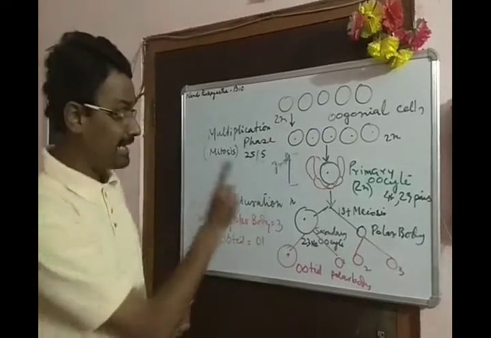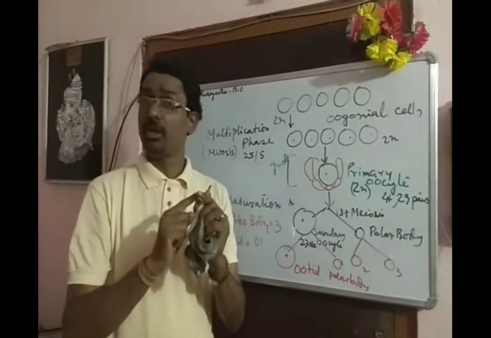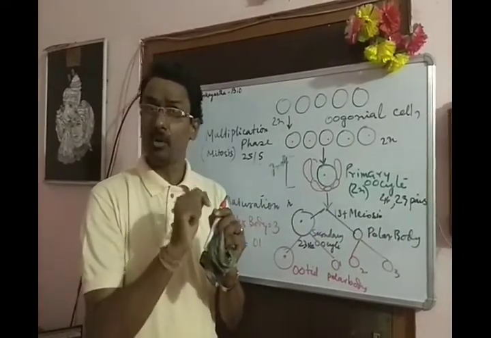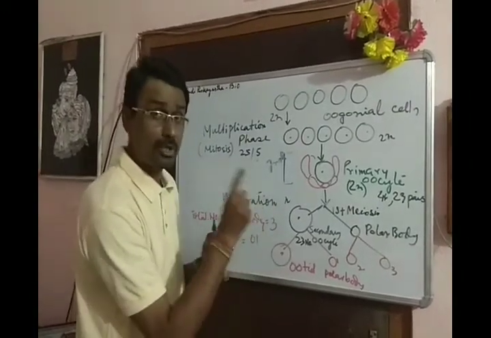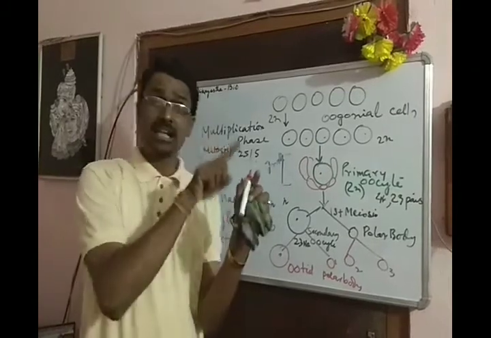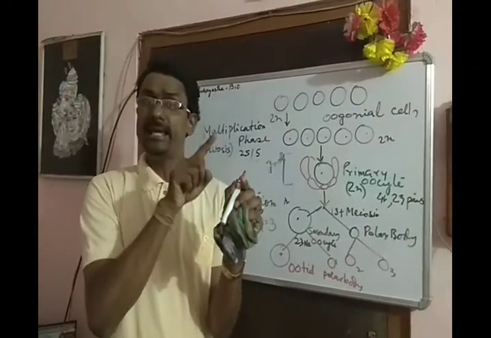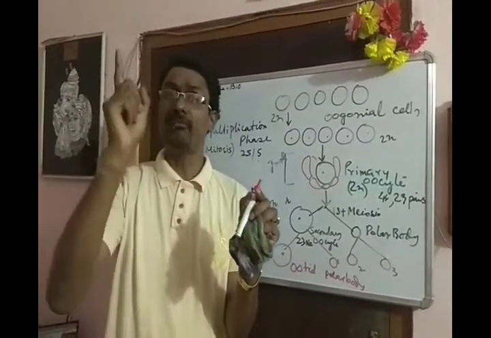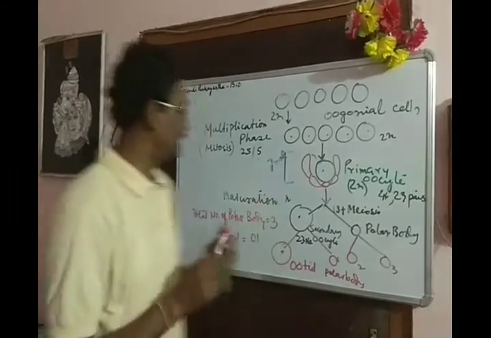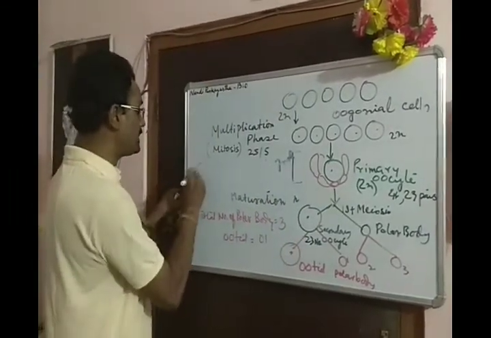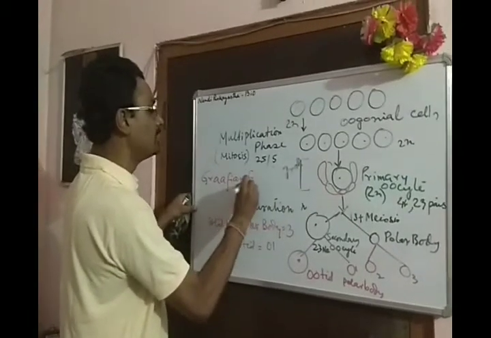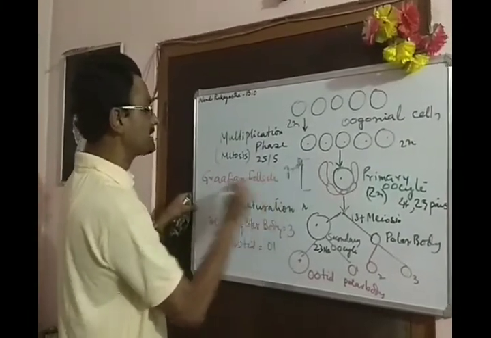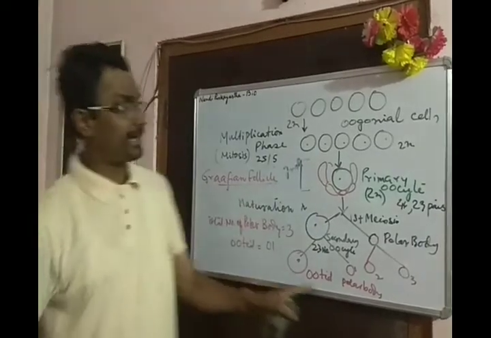Now say another thing I left out. The tertiary follicle was there, I told you, with the antrum and all this. After the tertiary follicle, the moment the ootid leads to the formation of the egg, the tertiary follicle leads to the development of another follicle. It is called the Graafian follicle. I am writing the name here. Graafian follicle. This Graafian follicle only releases the egg.